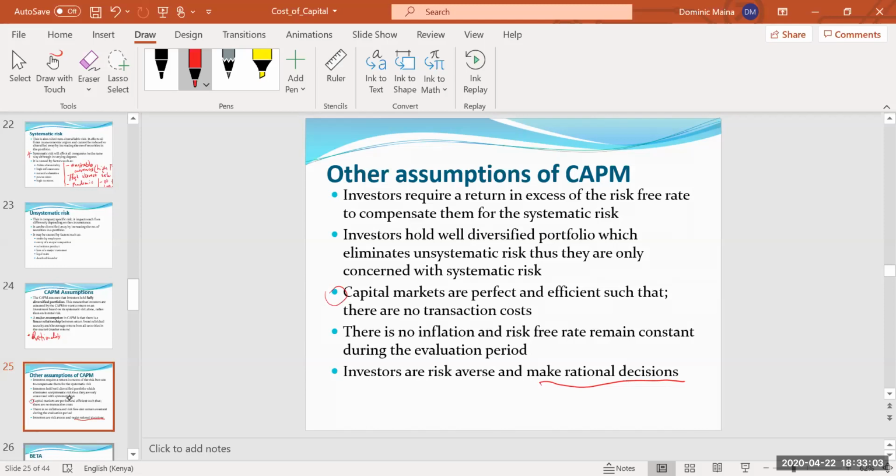The first two assumptions: rationality being the key assumption, and diversification, that investors hold a well-diversified portfolio. Also we have the element of linearity, that there's going to be a linear relation between the risk and the return, or simply between the market return and the return of the individual securities. Those are the assumptions we have for the capital asset pricing model. In case you have a question, let me know.